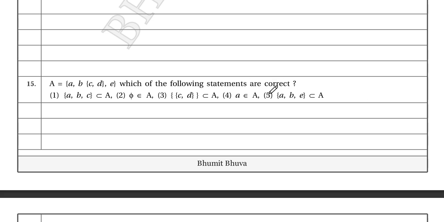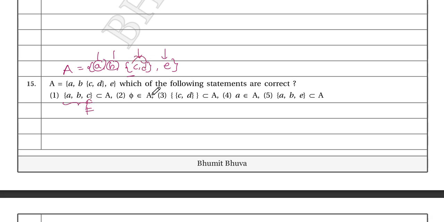Which of the following statements are correct? So look at this set properly. A is given. A, this is an element. B, this is an element. And after that, like this is given C comma D. So this is a single element. Okay, C comma D is a single element, comma E. So in the set, how many elements are there? 1, 2, and this is one single element, and this one 4. Okay. This first question, A comma B comma C is a subset of A. So this is false. Why? Because A is there, B is there, but C element is not present here singly. C with D is a single element. Okay. So this is false.